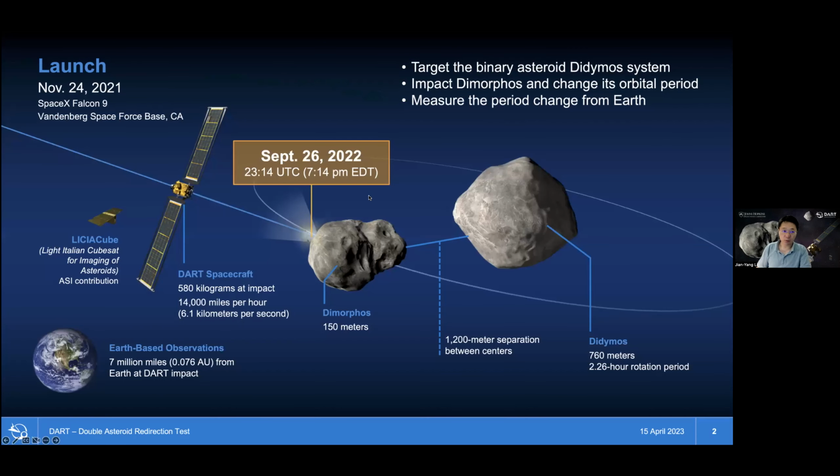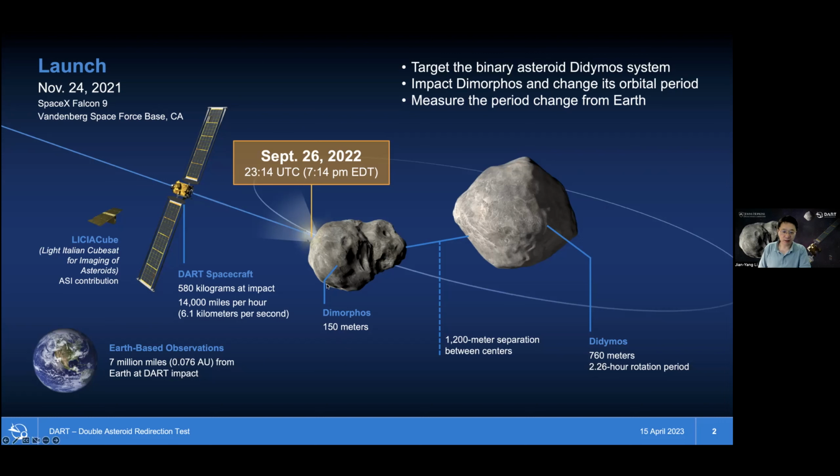Okay, so this is a one-slide summary of the DART mission. As many of you have probably known, DART was launched in November 2021. After about 10 months of cruise, it approached its target and made a successful impact on Dimorphos, which is the moon of the double asteroid Didymos. As shown in this figure, the primary asteroid of this system is called Didymos, and we are hitting the secondary, the small member of this system.